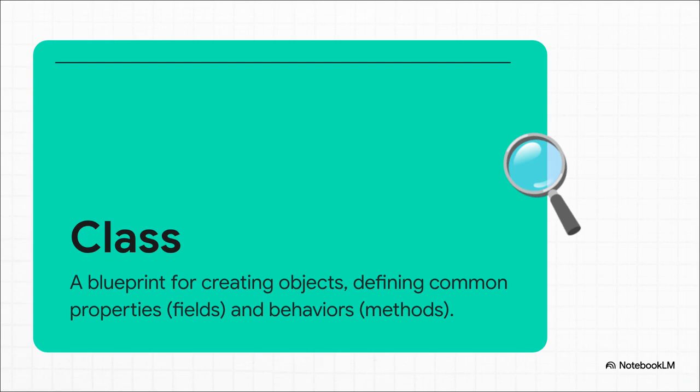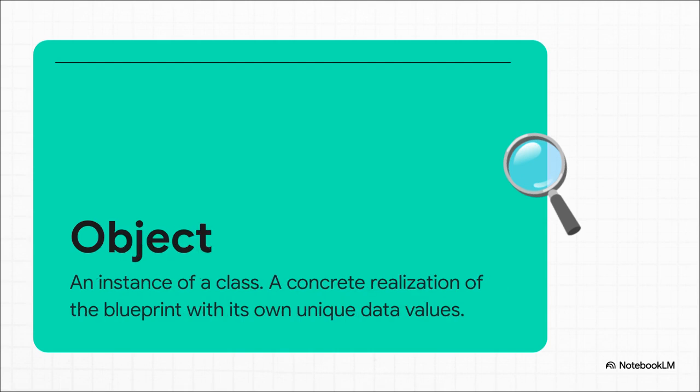It's not a specific car you can drive, but it defines everything that any car made from this design will have. You know, properties like a make and a model, and everything it has to be able to do, like start and stop. Okay, but a blueprint isn't a car, right? You can't drive a blueprint to work. For that, you need an actual physical car. And in OOP, that car is the object. It's a specific, concrete instance created from that class blueprint. So while the blueprint is general, the objects are the real deal. This is a blue 2023 Toyota. That one is a red 2024 Honda. Same design, but with their own unique details.